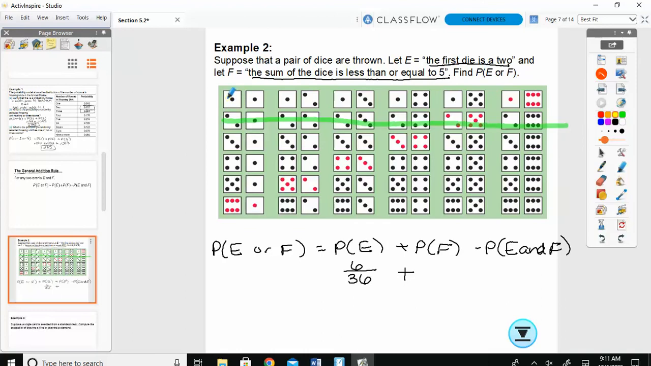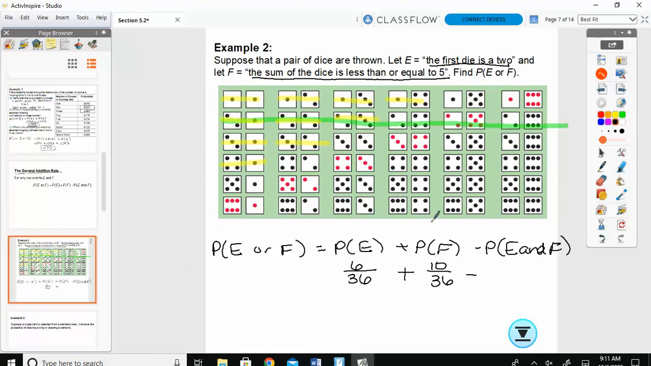F says the sum is less than or equal to 5. So 1 plus 1 is less than 5. 1 plus 2, 1 plus 3. 1 plus 4 is 5, so that's okay, but could we have a 1 plus 5? No. Could have 2 plus 1, 2 plus 2, 2 plus 3, 3 plus 1, 3 plus 2, and 4 plus 1. So we agree that's all of them? So how many of those are there?